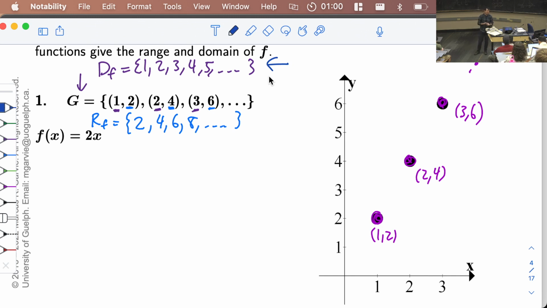Any questions or comments about this example? It's a little bit different, right? All the graphs you've seen so far in the course have been continuous, liney things. This one has dots. That's called a discrete function.